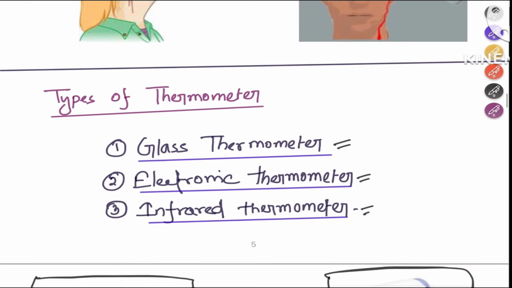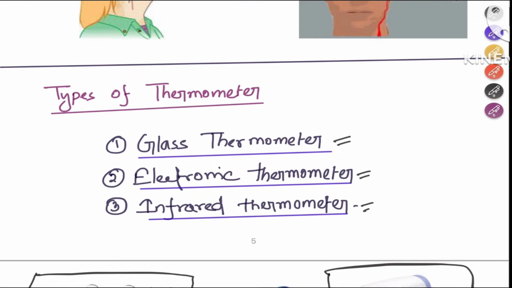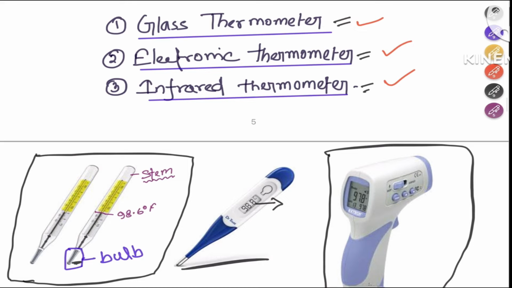Now we will see the types of thermometer. There are mainly 3 types: glass thermometer, electronic thermometer, infrared thermometer. In the glass thermometer, there are 2 parts. This is the glass thermometer. It has 2 parts. One is the bulb region and another one is the stem. And this is the digital one and this is the infrared thermometer.